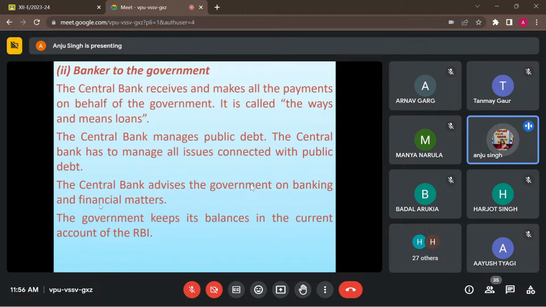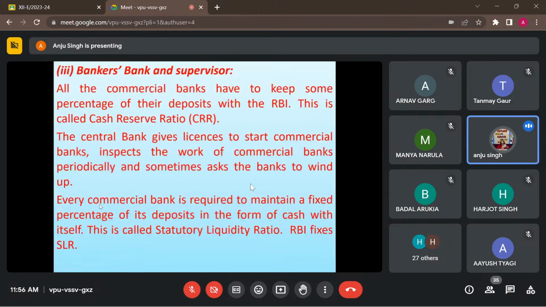And since the central bank is the government's bank, it performs all the functions for the government in the same way as a commercial bank performs for people. Bankers' bank, of course, it's an apex bank, an autonomous body, the head bank, and therefore it acts as a supervisor and regulator of all the commercial banks, whether they are in the public sector, the private sector, or foreign banks.